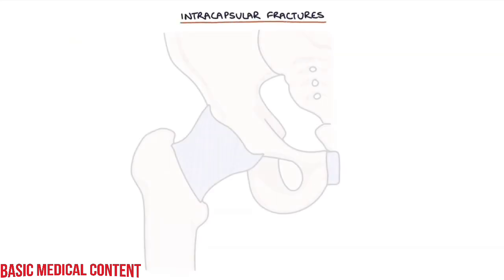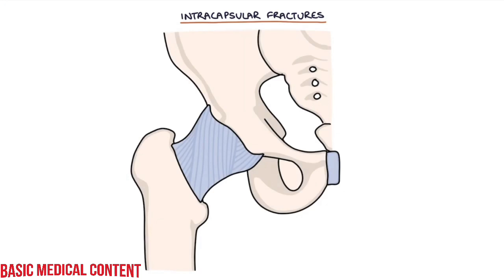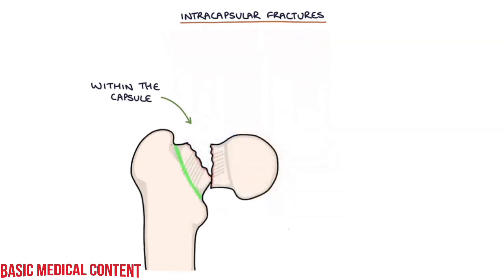Let's talk about intracapsular fractures. Intracapsular fractures involve a break in the femoral neck within the capsule of the hip joint. This affects the area proximal to the intertrochanteric line, affecting the area above the line between the greater and the lesser trochanter.